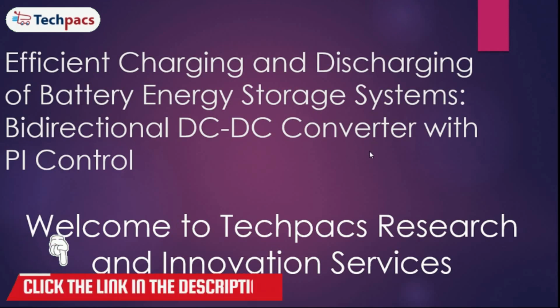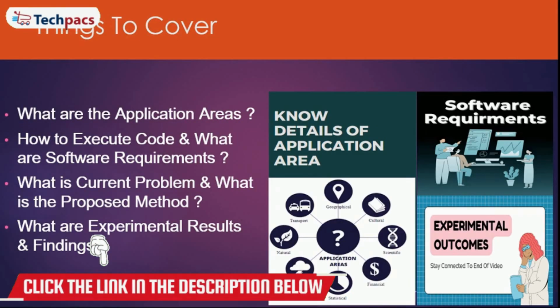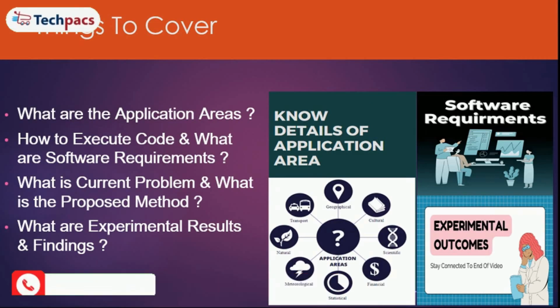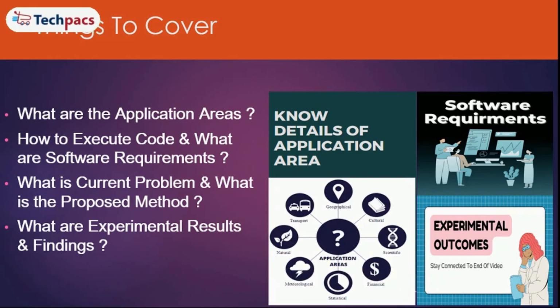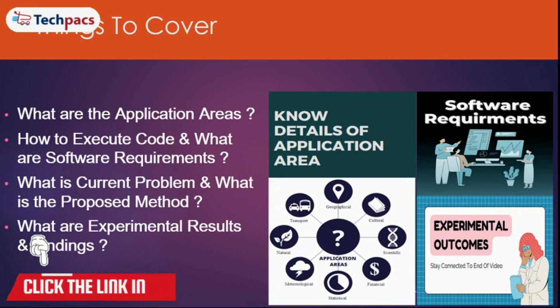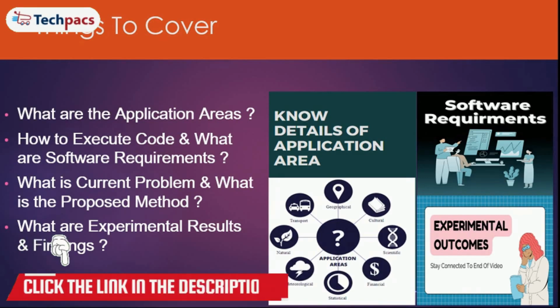So before starting the video, let's talk about what we will cover in this video. In this video, initially we will talk about in which application areas the designed system can be helpful. Secondly, the model that we have designed, how to execute it, what are the software requirements for that. Later on, what we have designed in the current system, what is in the proposed method, and what are the findings. Finally, experimental outcomes and results will be shown. So let's start with the application areas.